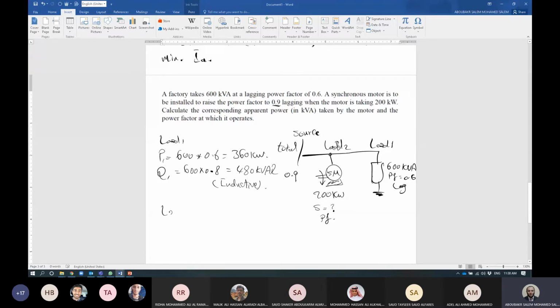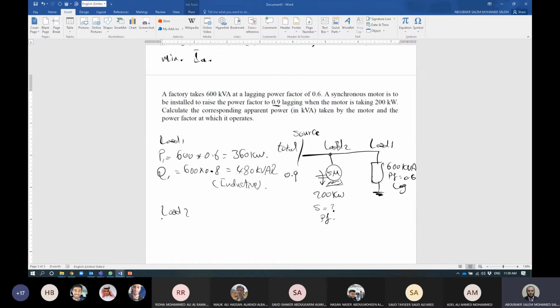What about load number 2, guys? Doctor, I have a question. We take 600 from where, Doctor? Is it the 600 kilowatt? Yes, it's 600 kVA. It's given in the beginning. A factory takes 600 kVA. So this means that this is the factory load. Okay, which is considered as case number 1 or load number 1. Okay?